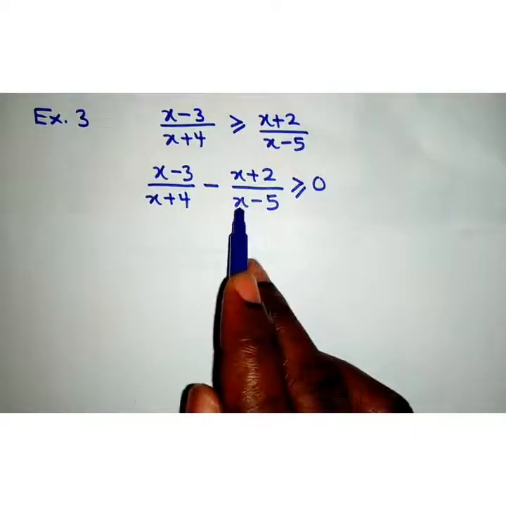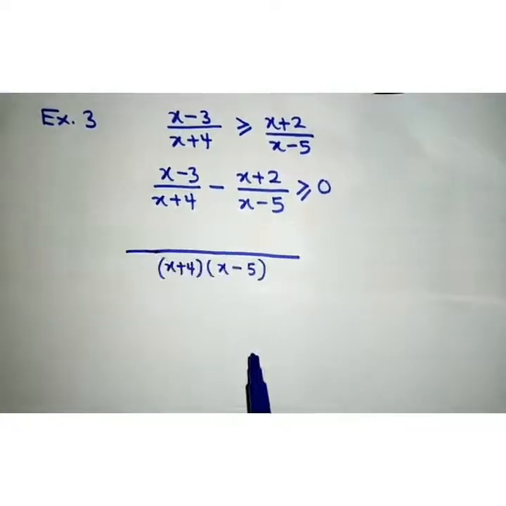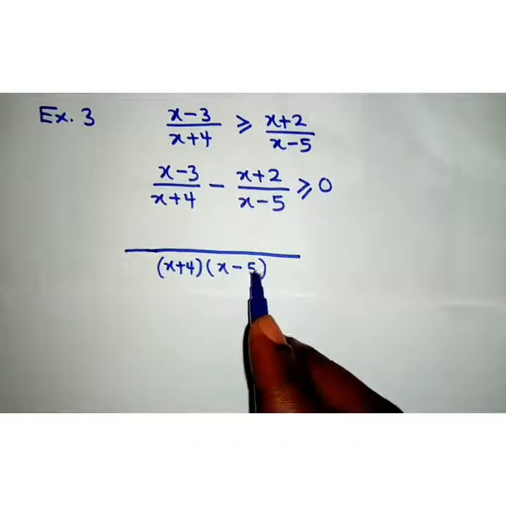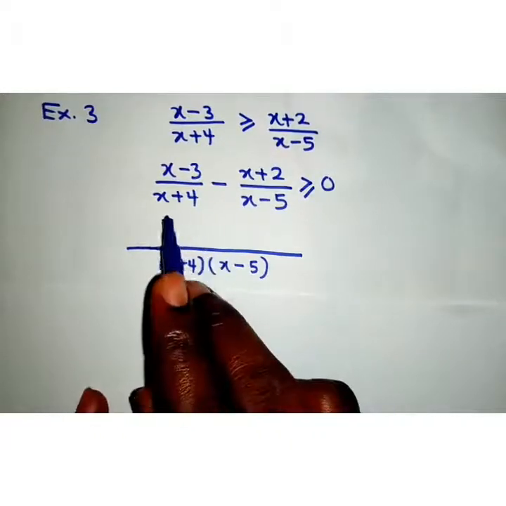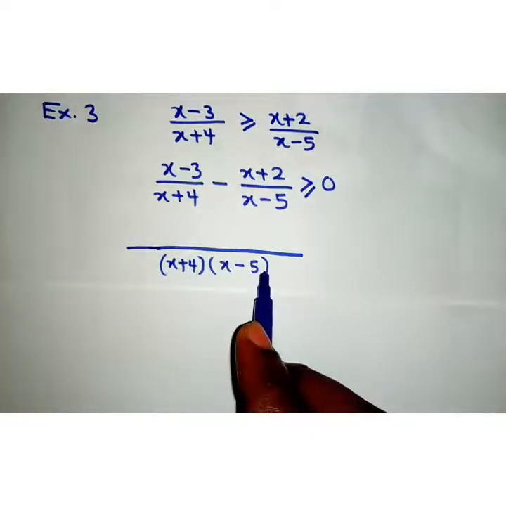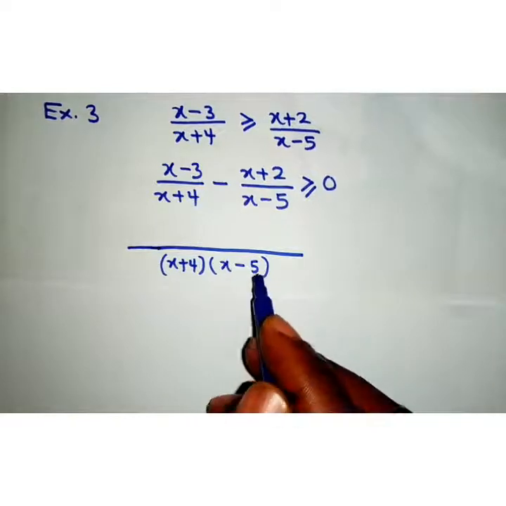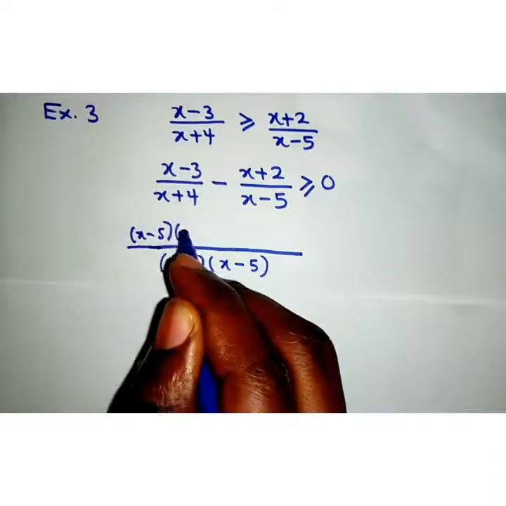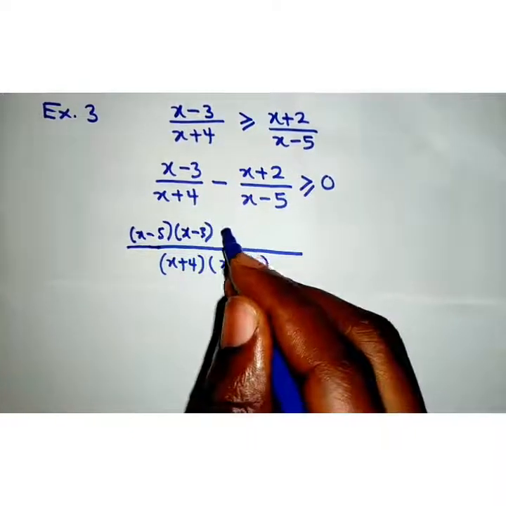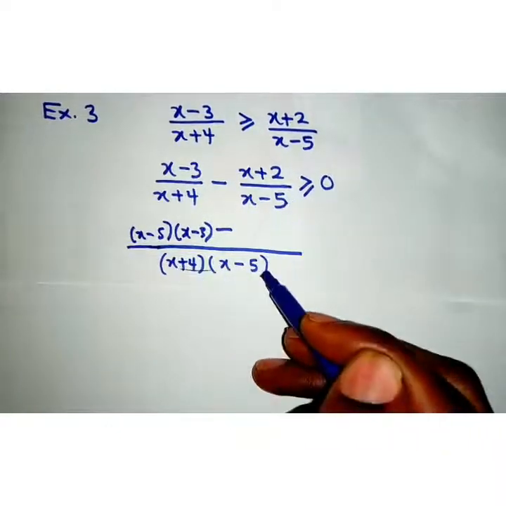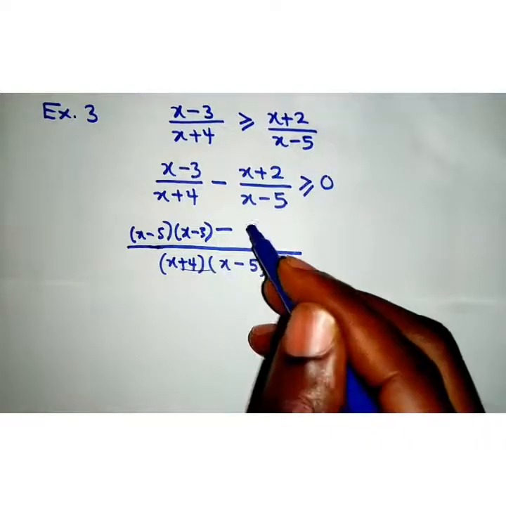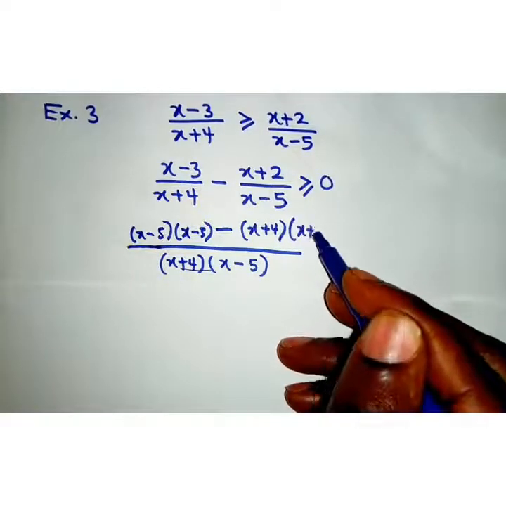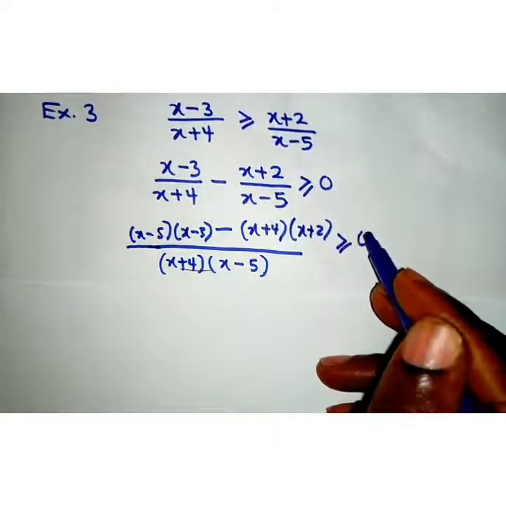And then we find the LCM of the denominators. The LCM of the denominators is the product of these two terms. So we have x plus 4 into this gives us x minus 5. So we have x minus 5 times the numerator. We have x minus 5 times x minus 3, minus x plus 4 times x plus 2, all over the product of the denominators, is greater than or equal to 0.